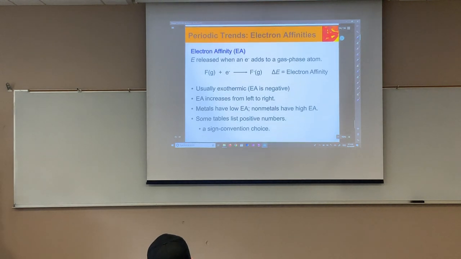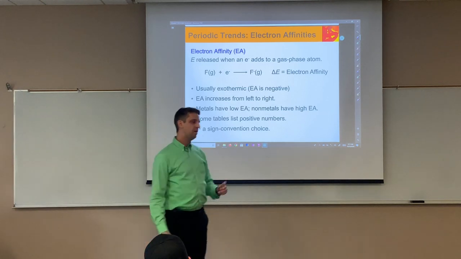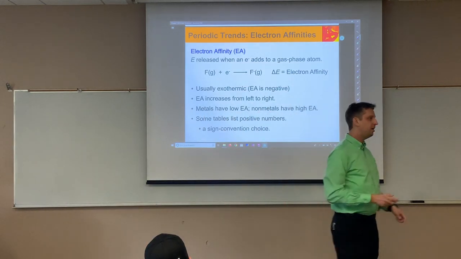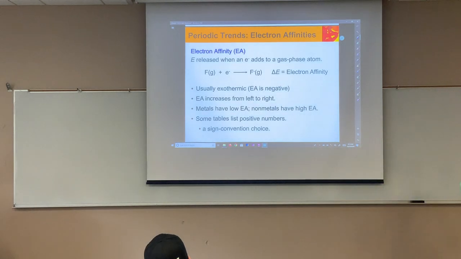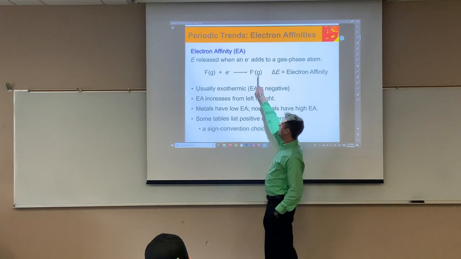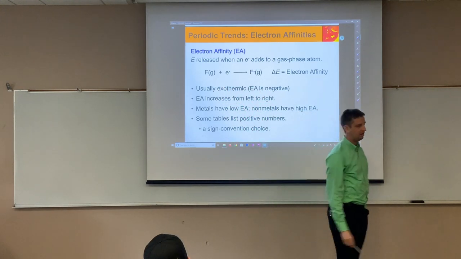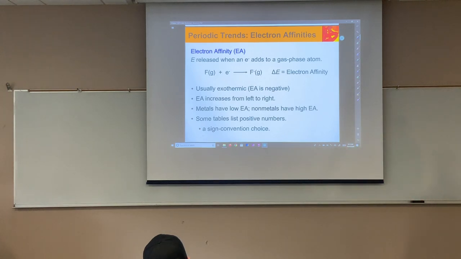Now that we've hammered to death the idea of ionization energy, we'll go in the other direction. Instead of removing electrons, now we'll add electrons, so we're starting to make anions. We take our neutral plus an electron to make an anion, and we call this electron affinity.